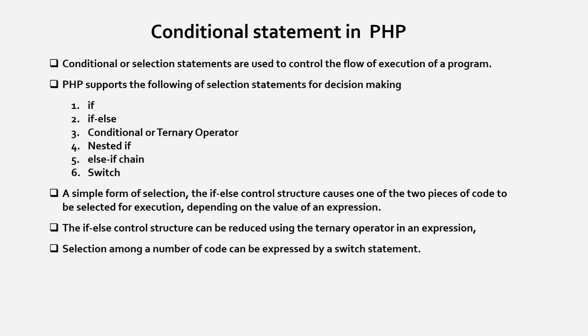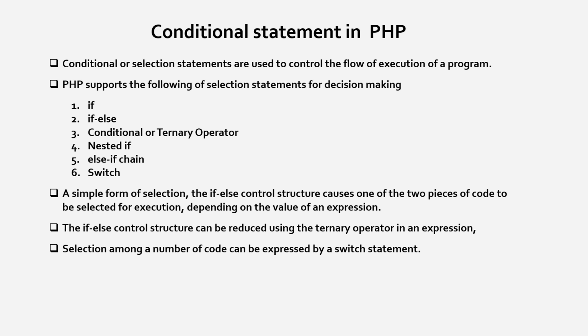Selection statements in any programming language are used to control the flow of execution of a program. So wherever branching is needed, according to various types of conditional statements we can perform it. These are the different categories. In the case of simple if, a simple form of selection is handled, whereas in the case of the if else control structure, one of two pieces of code is selected for execution. That selection is based on the value of an expression. That is, there is one condition, and based on that conditional statement, branching will take place.